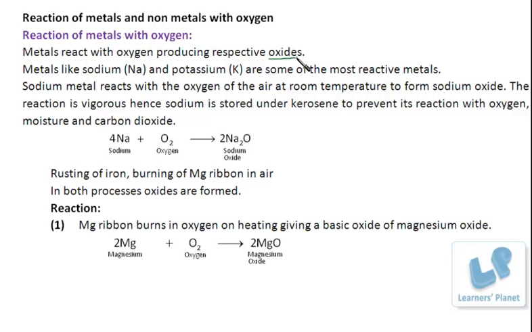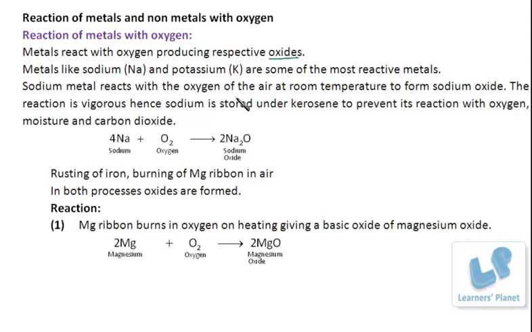Metals like sodium and potassium are some of the most reactive metals. Though they are very soft, they are the exceptions. We have discussed that metals are hard, sonorous, and lustrous. But sodium and potassium are exceptions. They are soft metals and they can be cut with a knife.